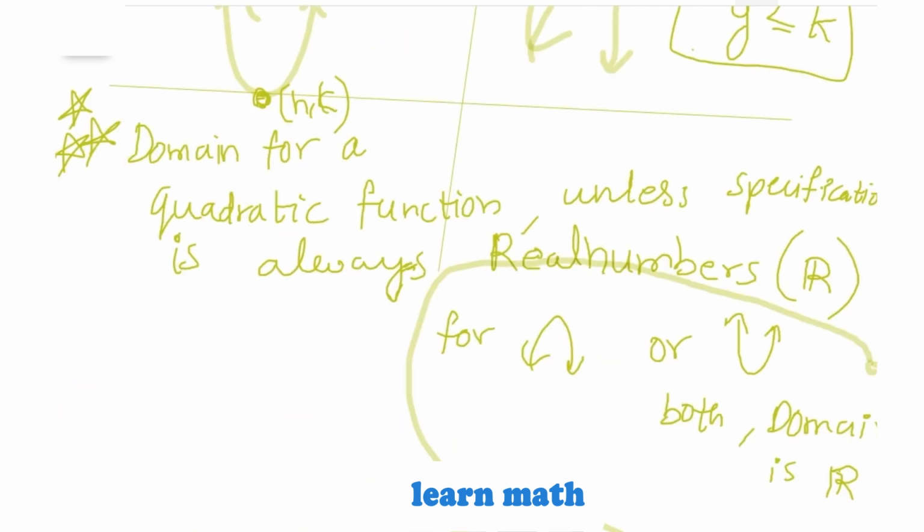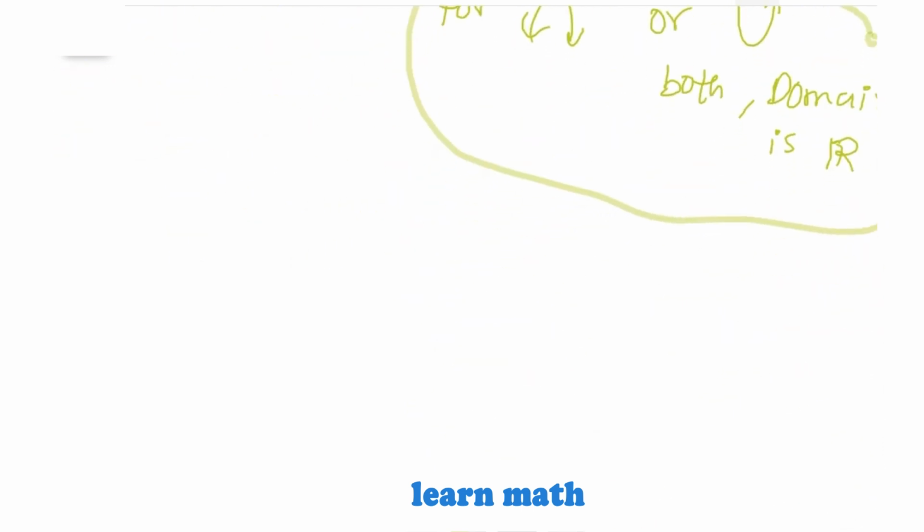So the domain for a quadratic function, unless it is specified, is always real numbers. But if you restrict the quadratic function up to here only, we know that it will be stretching like this. If the question has the quadratic graph up to here only, and is considering only this portion, the domain will be from here to there.